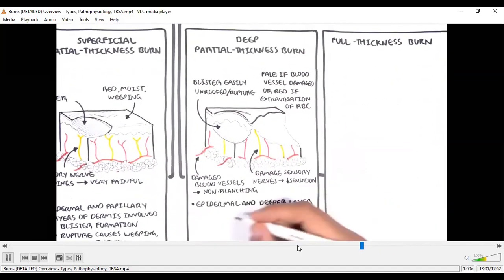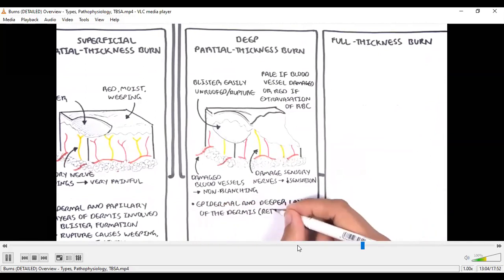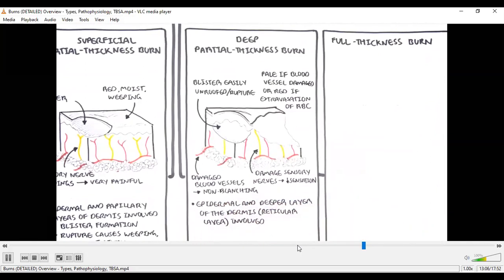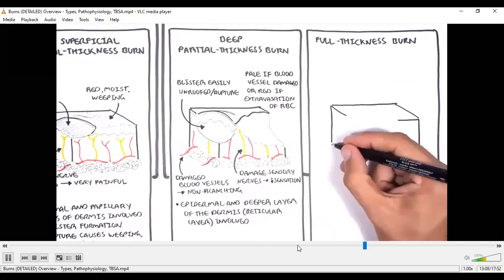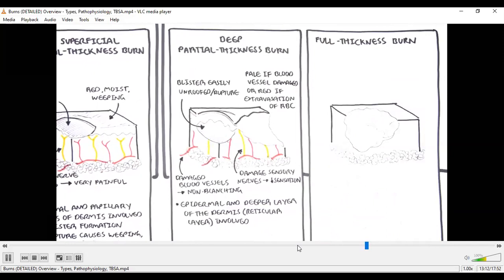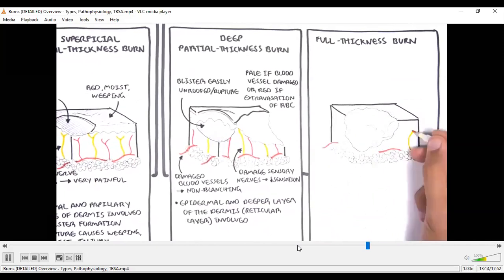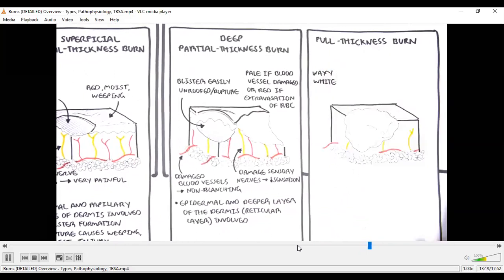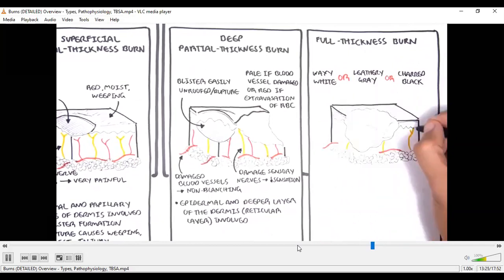In partial deep burns, the skin layers involved are the epidermis and all of the dermis layer. Full thickness burns are the worst. Here, all the skin layers, including the hypodermis, are involved. The burn is so extensive that the skin may look waxy white, leathery gray, or charred black, depending on how deep it is, the duration of the burn, etc.